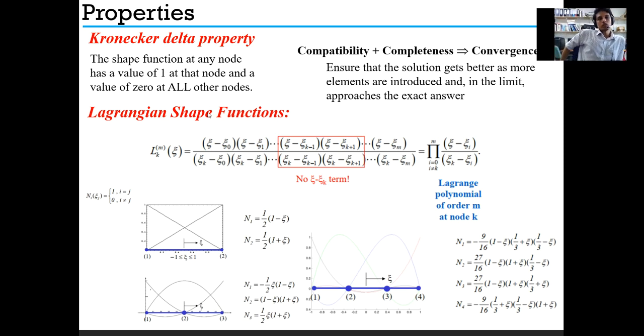Going to Lagrangian shape functions, this is the basic equation for the Lagrangian shape function, and this is the short term for a polynomial of order m at node k. So these are simple examples here. If this is the origin point, then to detect node 1, it would be half of 1 minus zeta, because it is going to the negative portion, and for the positive portion it would be half of 1 plus zeta.